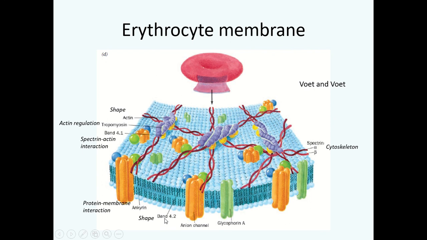This is a protein which is so-called band 4.2. This protein is also important for regulating the shape of the cell. This is the protein glycophorin A. The protein glycophorin A has several roles to carry out. One of the functions is that this is an antigenic protein, and it contains the antigens for MN blood groups.